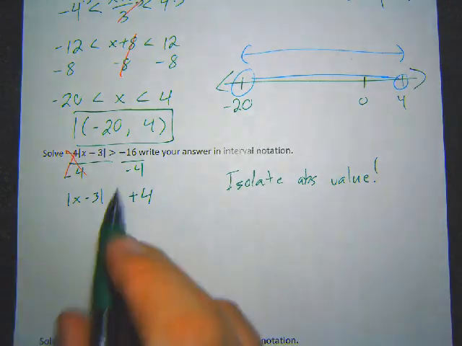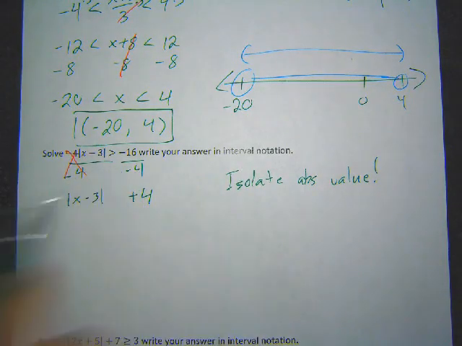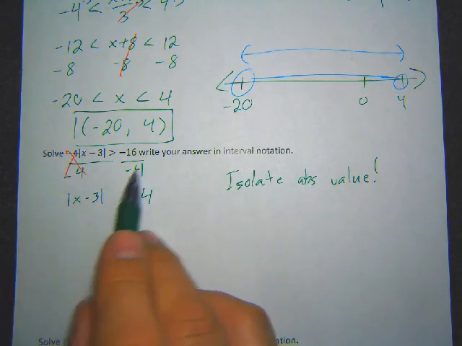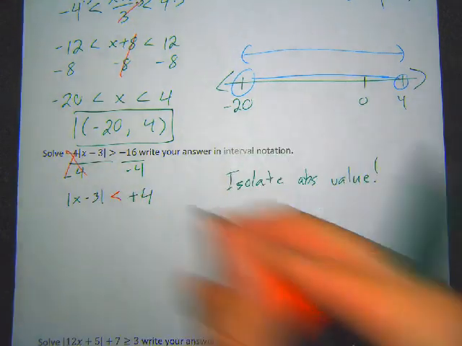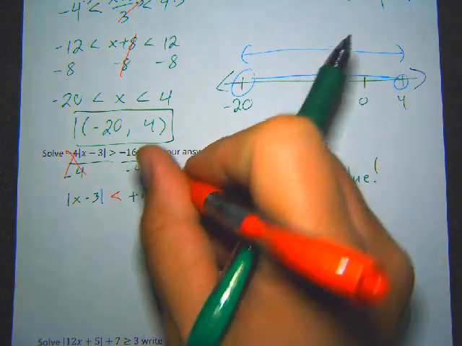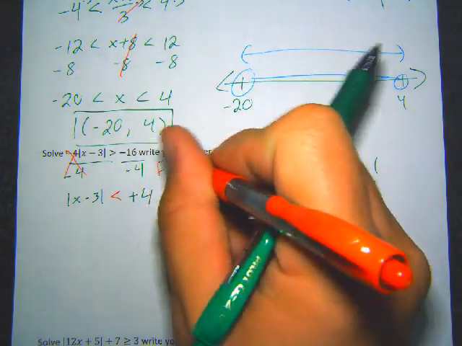Don't forget, anytime you multiply or divide both sides of an inequality by a negative, don't forget to flip the inequality. This actually becomes a less than symbol. Flip because we divided by a negative.